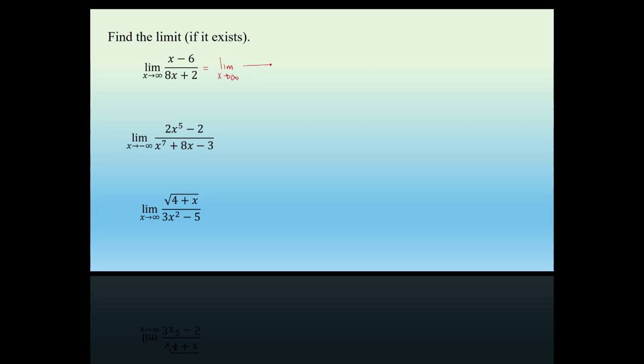What we're going to do is divide every term by the highest x variable in the denominator. So when I say highest, I really mean the x variable in the denominator with the greatest power. For the first example, it's just x. So this means I'm going to divide every term by x. So x over x minus 6 over x, 8x over x, plus 2 divided by x.